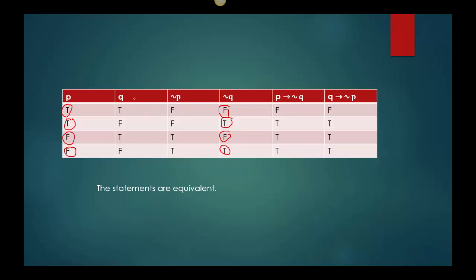Then the other way, I'm going from Q to not P, and these two are beside each other. So this is true to false, that's false. False to false, that's true. True to true, that's true. And then false to true is also true. Look at these last two. Both false, both true, both true, both true. These statements are equivalent.